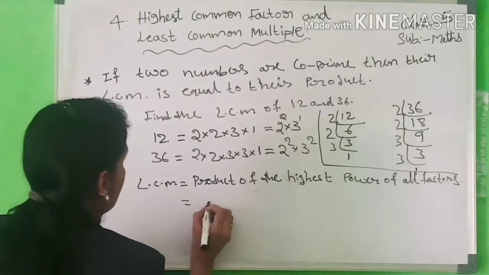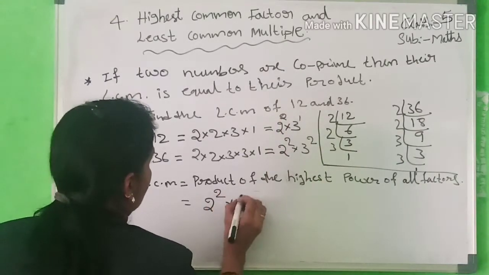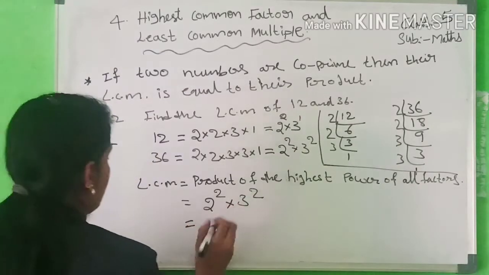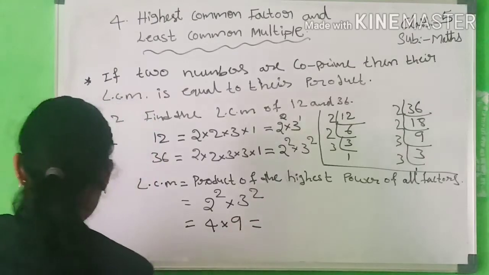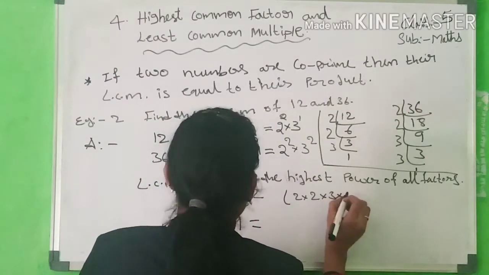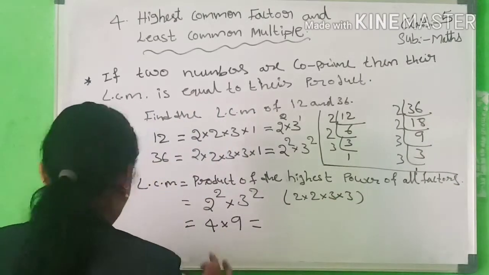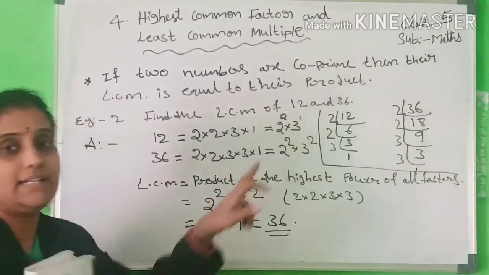Now, what is that? Of these two, which one is highest? 2 to the power of 2, 3 to the power of 2. We have to find 2 squared into 3 squared. 2 2s are 4, 3 3s are 9, 4 9s are 36.